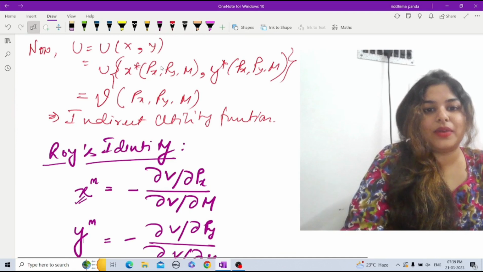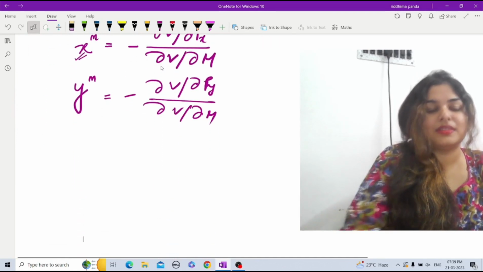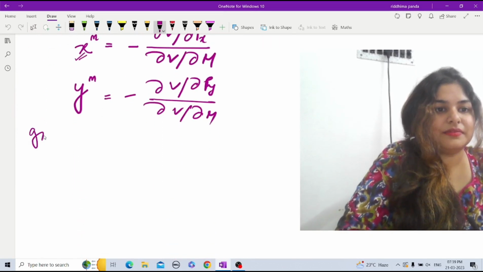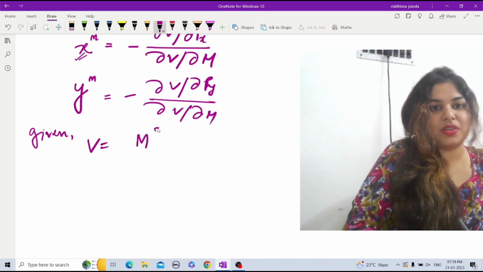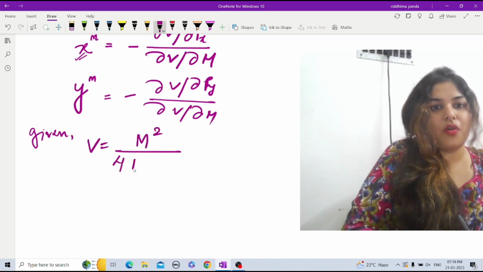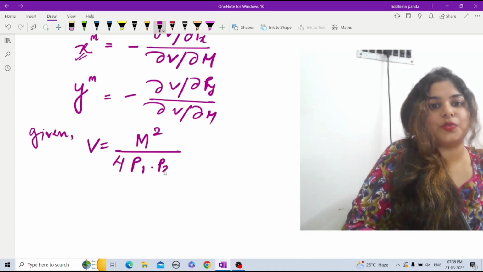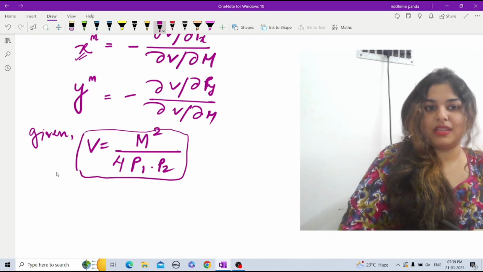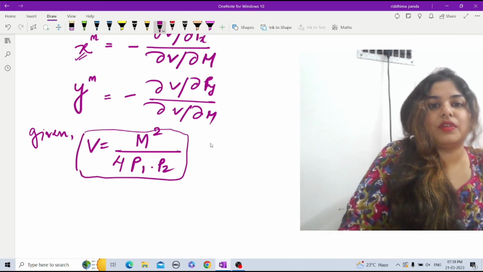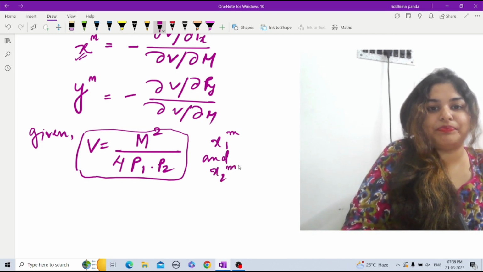So let's just quickly write down. Given V is equal to M square by 4 P1 into P2. So this is our indirect utility function that is given, and you have to calculate X1M and X2M.